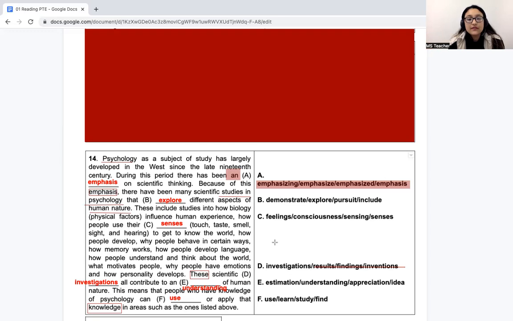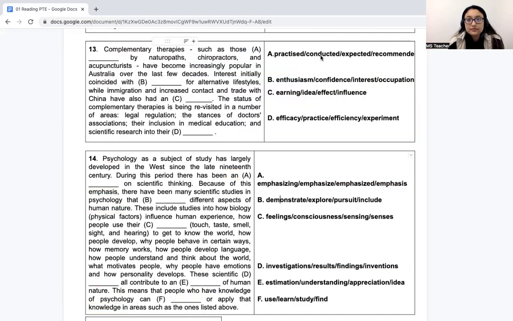All right, so those are the answers: emphasis, explore, senses, investigations, understanding, and use. 6 words. Okay, guys, so that's it for today. The general rule of reading is understanding the context first, understanding some rules of grammar, vocabulary, and collocations.